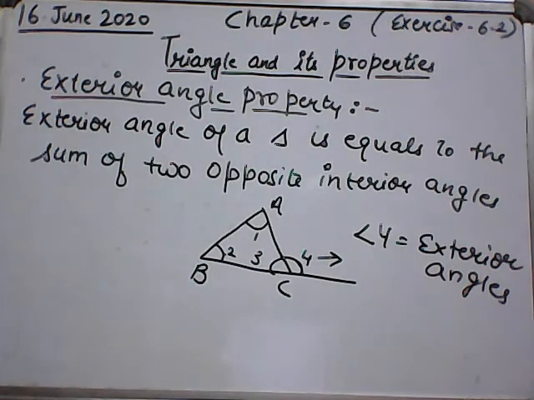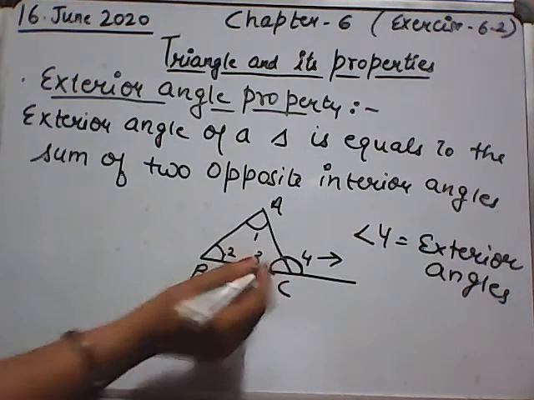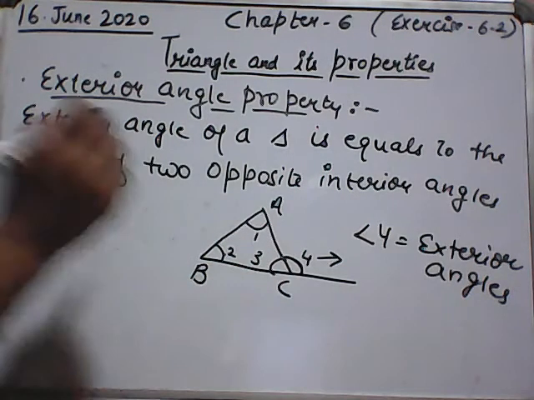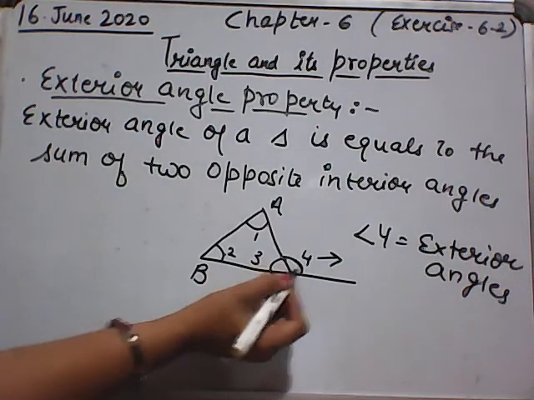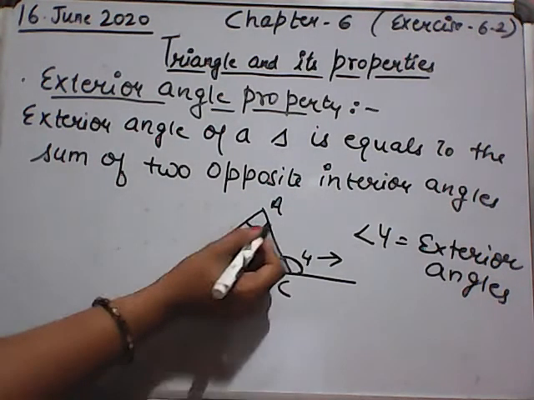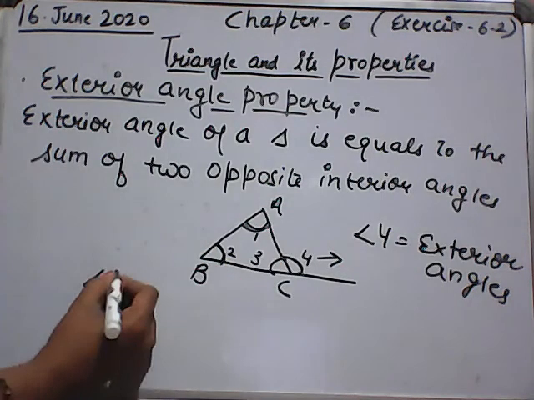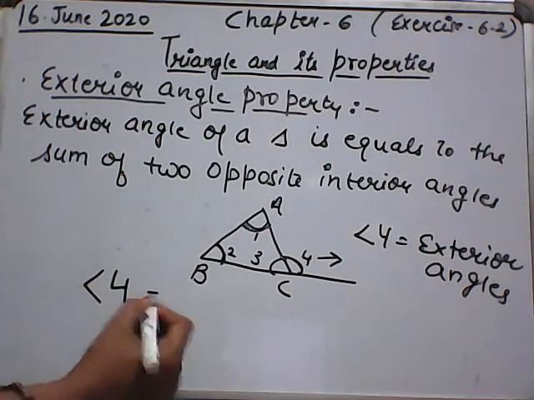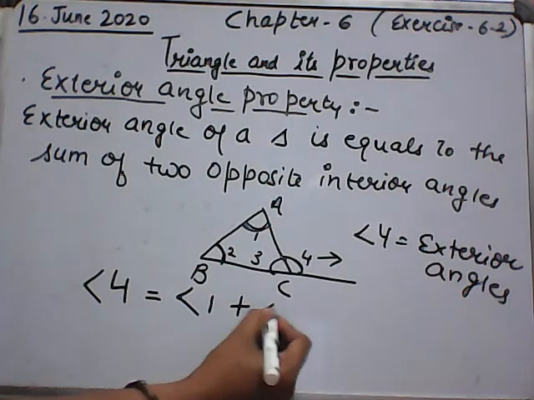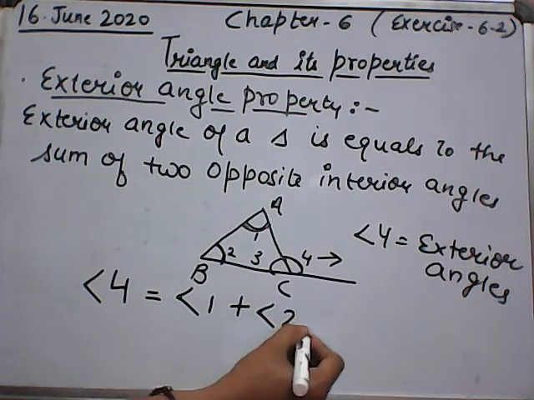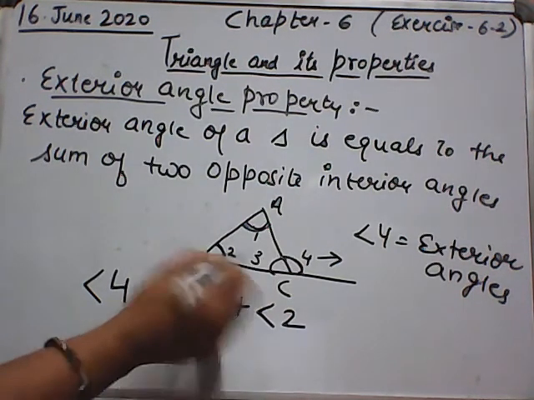Now, the exterior angle property states that an exterior angle is equal to the sum of its two opposite interior angles. Now, what are the opposite interior angles? What are the opposite angles of angle 4? Angle 1 and angle 2. Sum means addition. So angle 4 is equal to angle 1 plus angle 2.